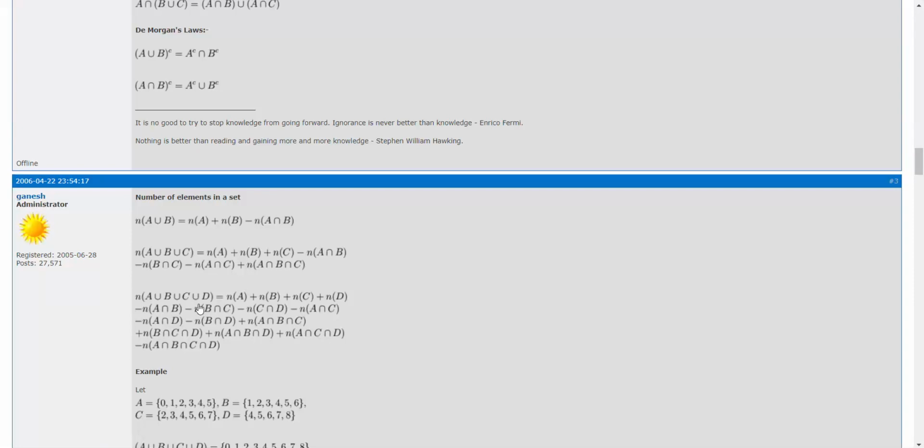Number of elements in a set. What does this mean? The number of elements in A union B would equal the number of elements in A plus the number of elements in B. So you're basically trying to say the end result. Why don't you just add the number of elements? Yeah, but you have some duplicates, and then minus the intersection of A with B.